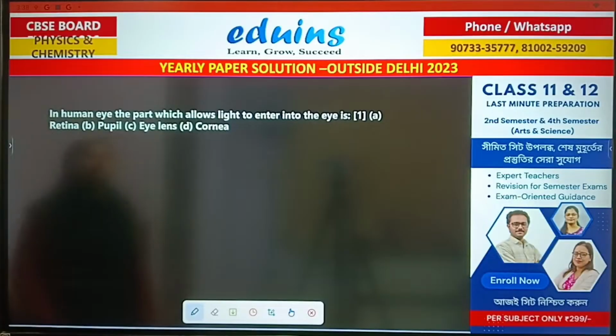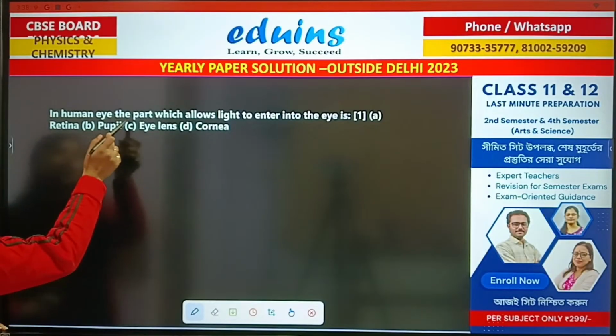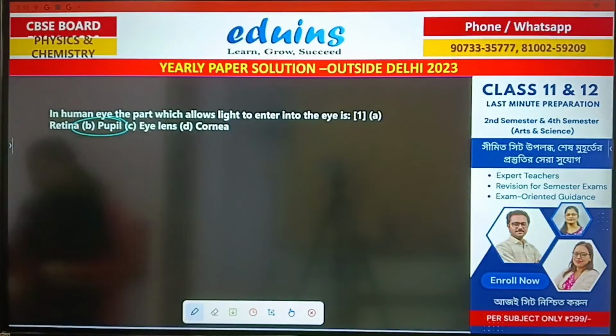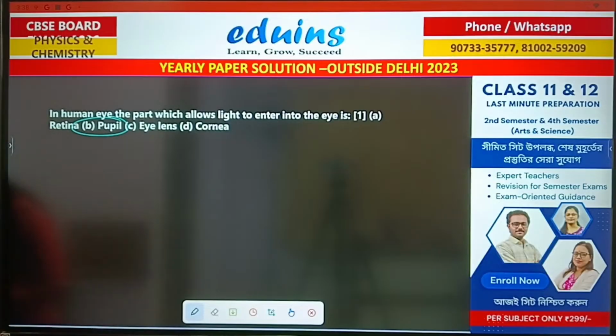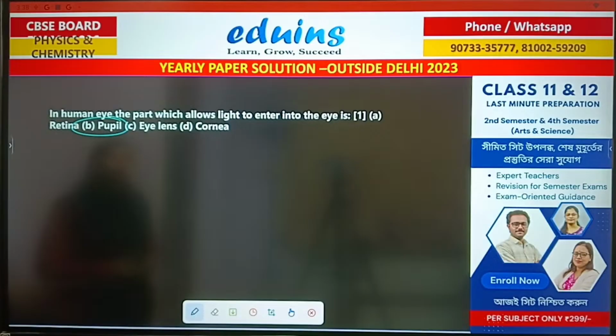So what will be the right answer? Anyone? Okay. Pupil is the right answer. We know that. Why is pupil the right answer? The iris controls the size of the pupil, and this controls the light entering time and the amount of light entering the eye. So the human eye part that allows light to enter into the eye is the pupil. Okay, so option B, pupil, is the correct answer.